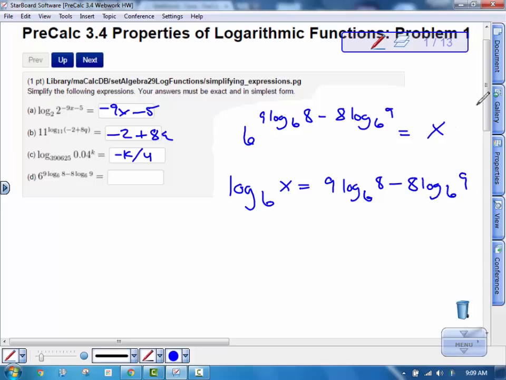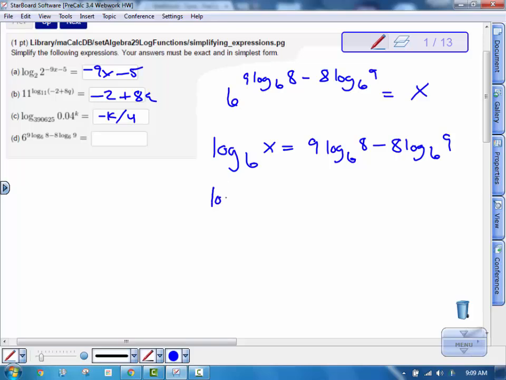Okay, now I'm going to do some log properties that are on your formula sheet to simplify the right-hand side to get it to look like the left-hand side, so I'm going to combine these logs. So I'm going to bring the exponents up for both of them. That's one of our log properties. So the log base 6 of 8 to the 9th minus log base 6 of 9 to the 8th.